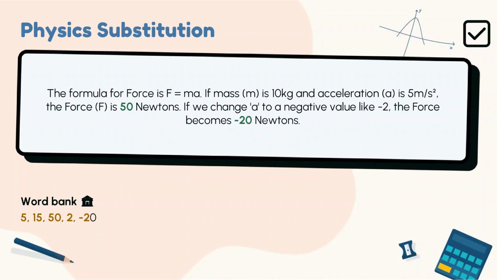The completed sentence is, the formula for force is F equals ma. If mass is 10 kilograms and acceleration is 5 meters per second squared, the force is 50 newtons. If we change acceleration to a negative value like -2, the force becomes -20 newtons. This shows why signs matter when substituting values into formulas.